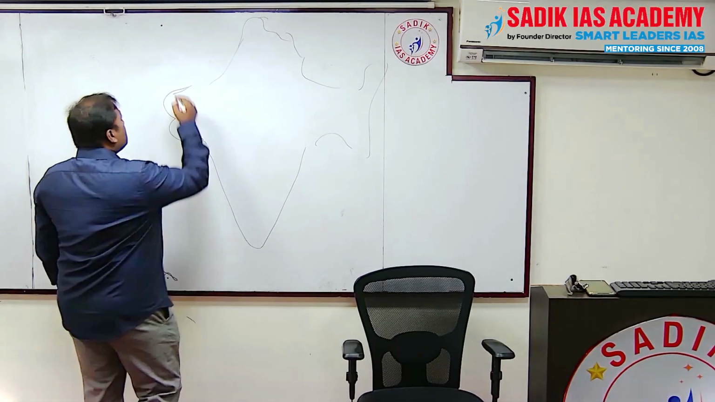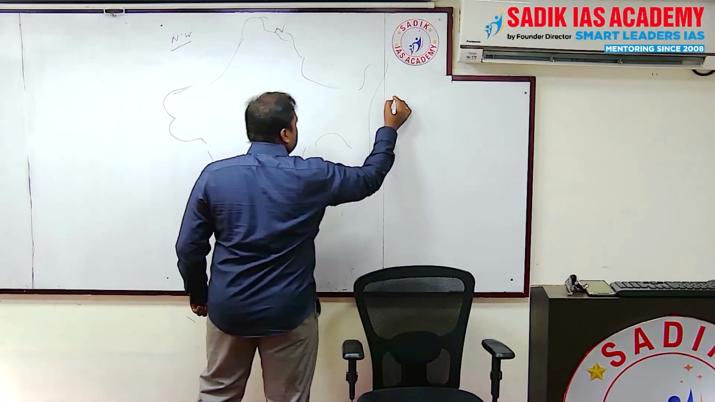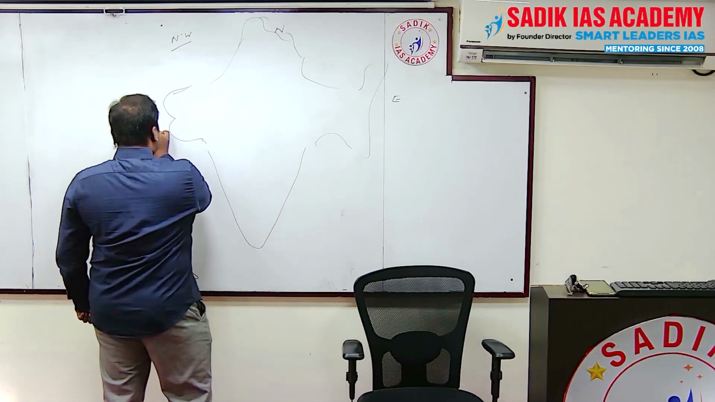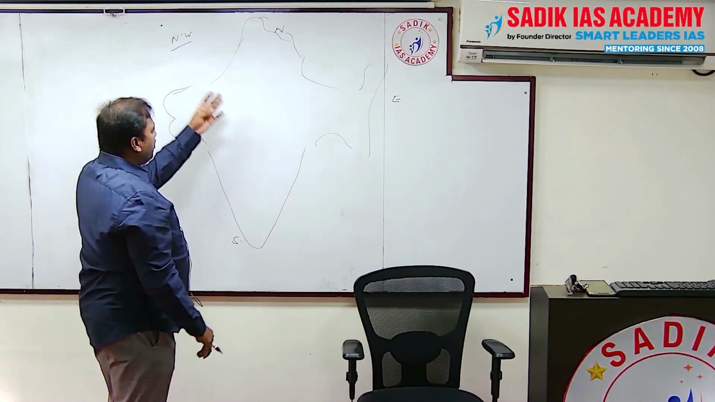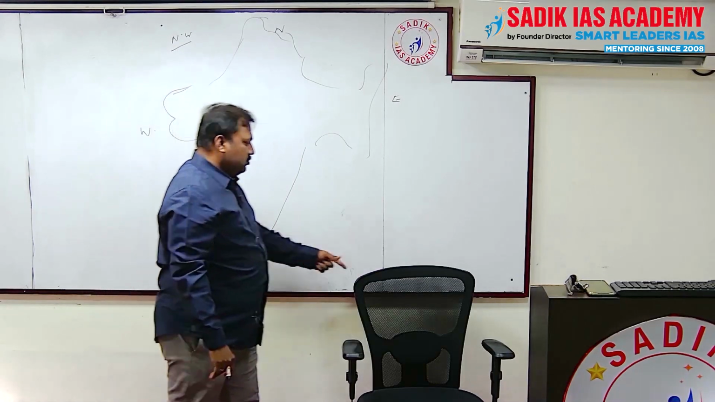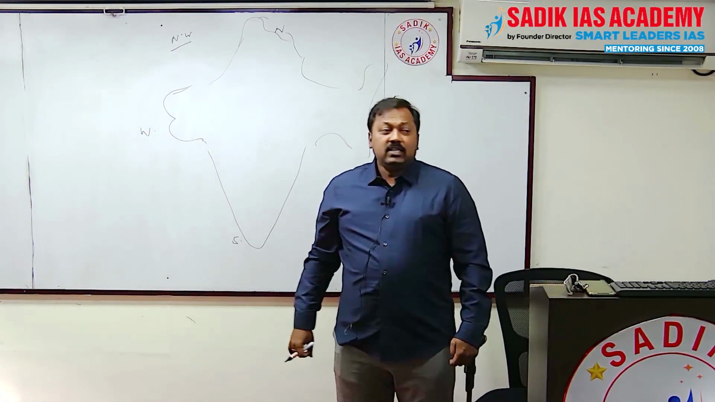So, this is the northwestern part of India, this is the north, this is the east, this is the west, and this is the south, for your understanding. Whatever I have drawn looks like India, you must accept that, if you have to make this beginning.